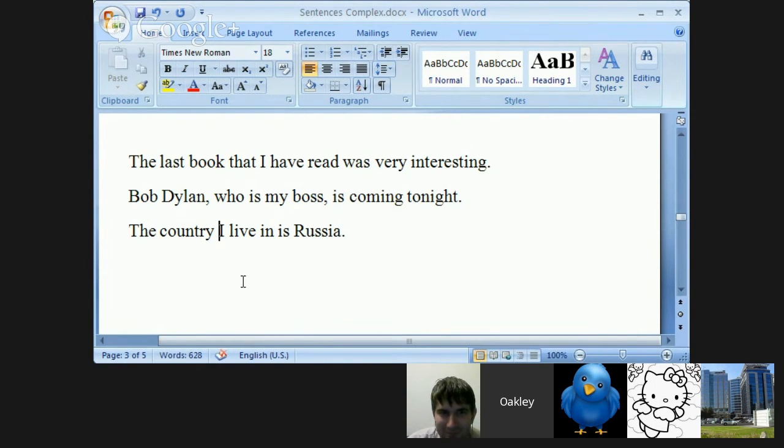Right. Okay. And here we go. What if we add which? Which or that are interchangeable, by the way. I don't like subordinators here. The country which I live in is Russia.